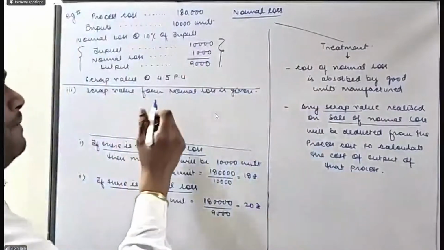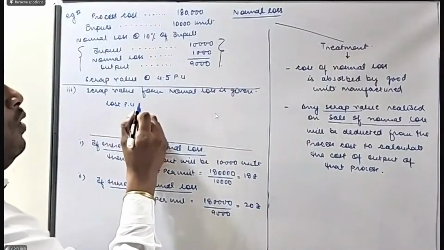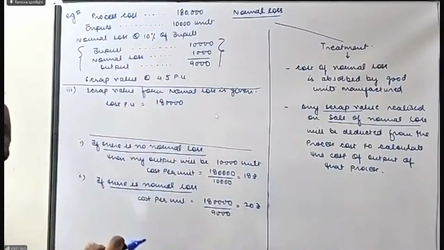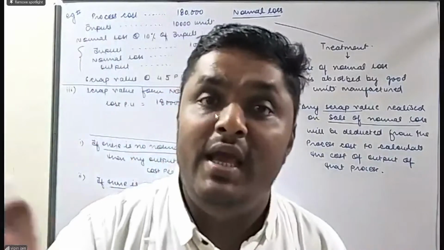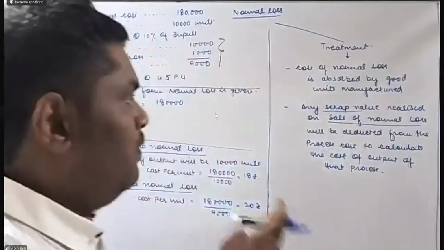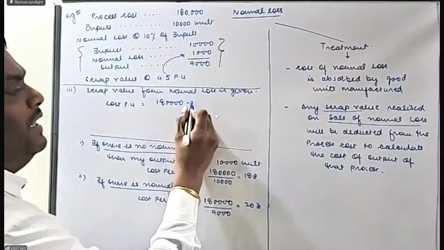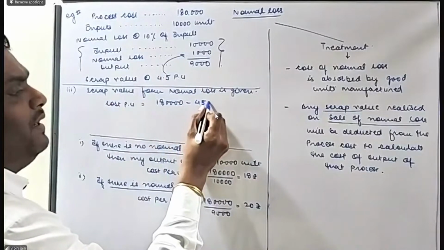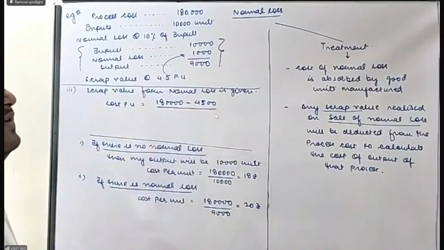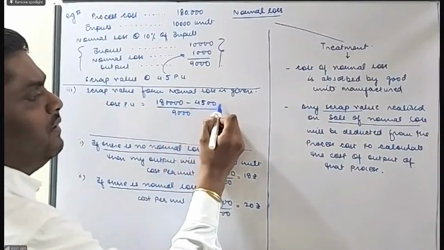So see, my process cost is how much? 1,80,000. This is my process cost, this is our expense. But again, I am recovering something in return. How much? At the rate of 4.5 per unit of my normal loss. So that is 4.5 into 1,000, so 4,500 will be deducted, divided by my 9,000 units.